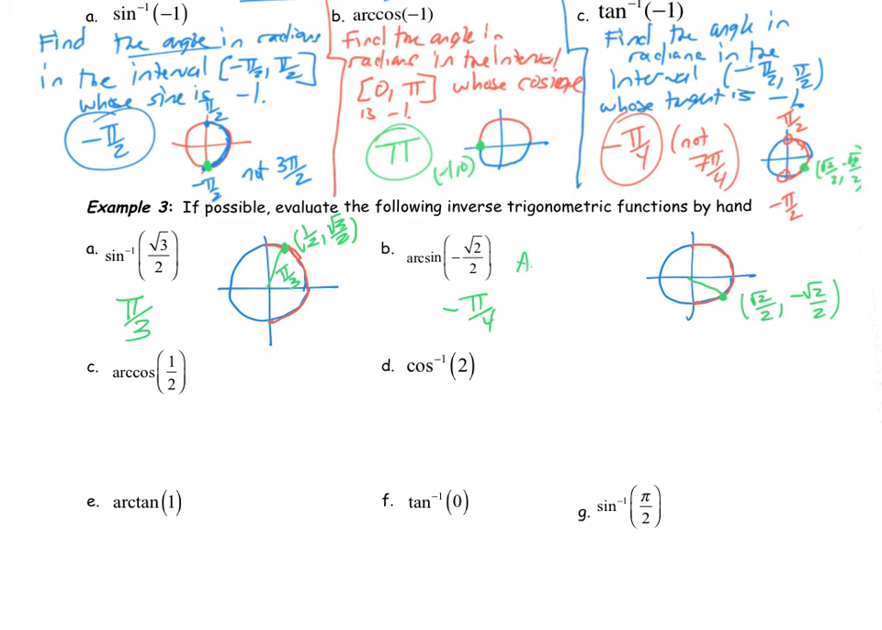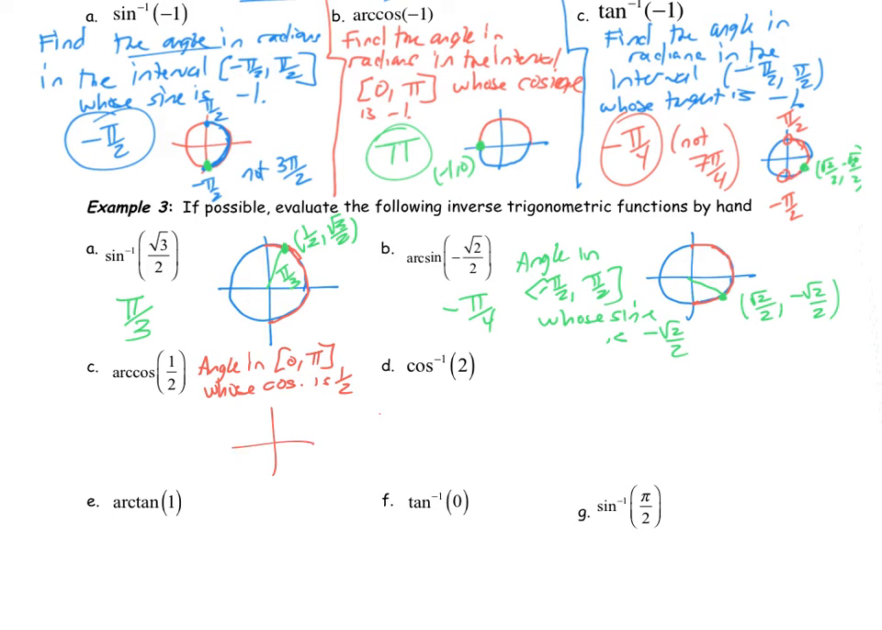All right, so I'll just summarize. This is the angle in negative pi over 2 to pi over 2, whose sine is negative rad 2 over 2. For letter C, we're trying to find an angle in the interval 0 to pi, whose cosine is 1/2.